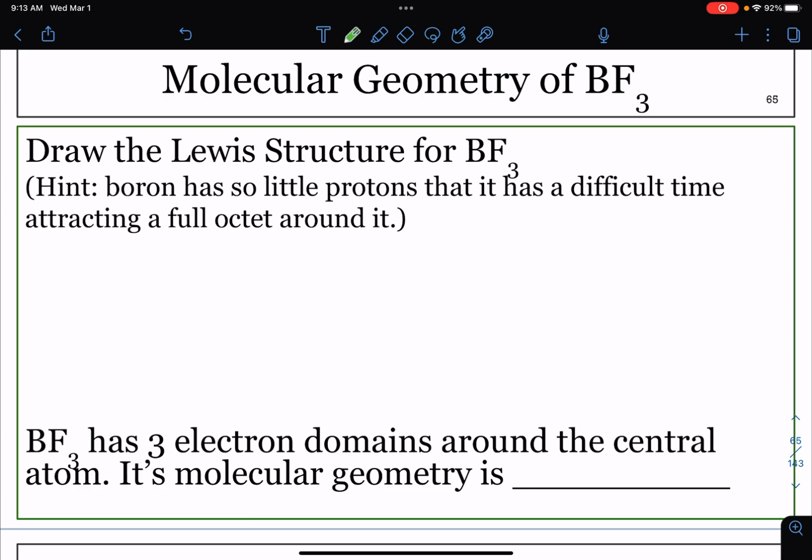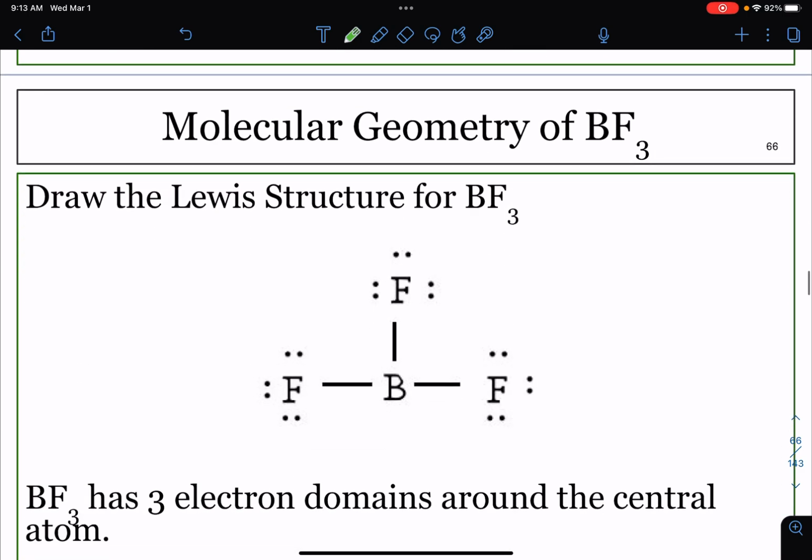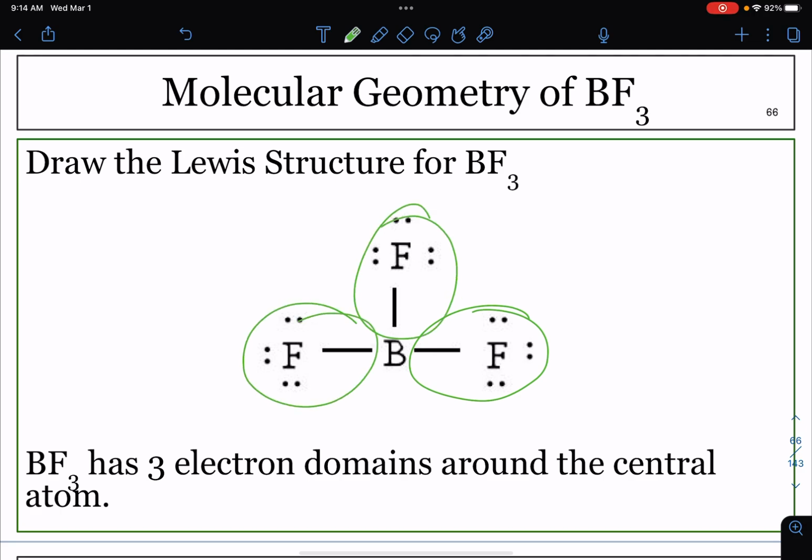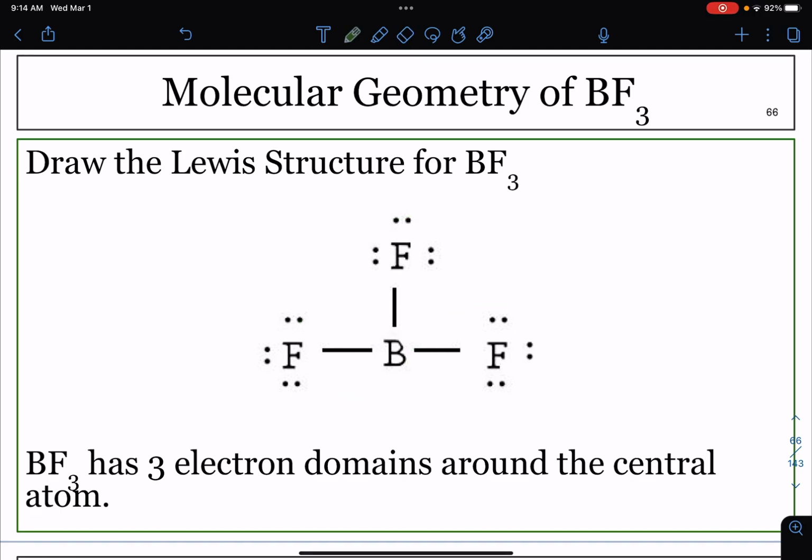All right, pause the video to draw BF3. Here is the Lewis structure for BF3. Boron is the central atom, and it has 3 electron domains around the central atom. This one, and this one. We do not count lone pairs on the attached atoms. We only worry about what is around the central atom. There are 3 things, or electron domains, around boron.